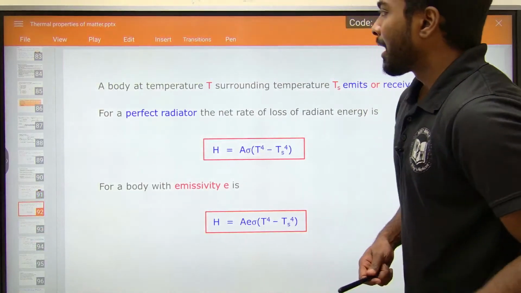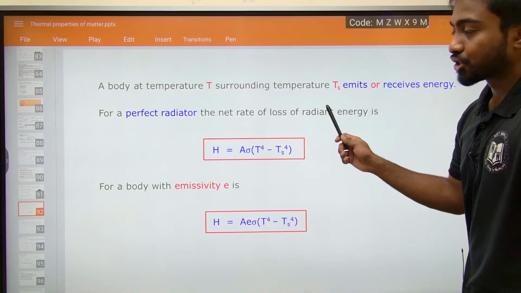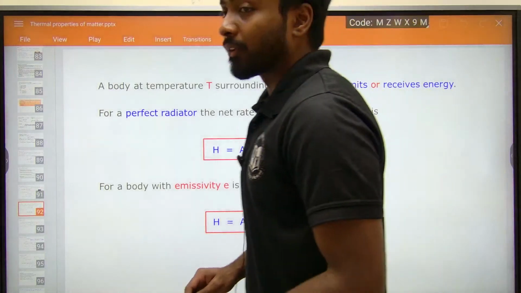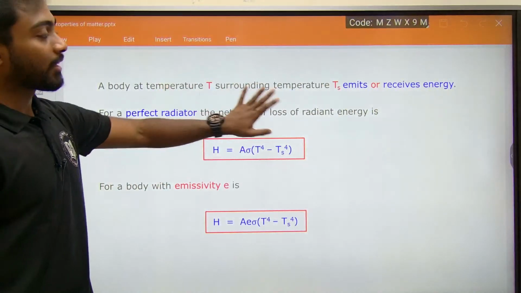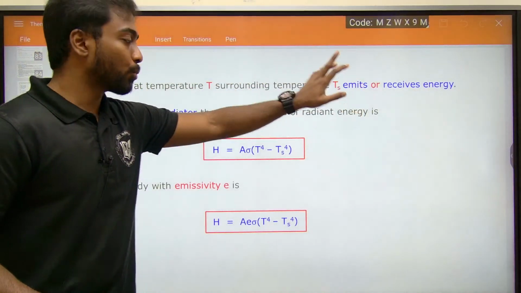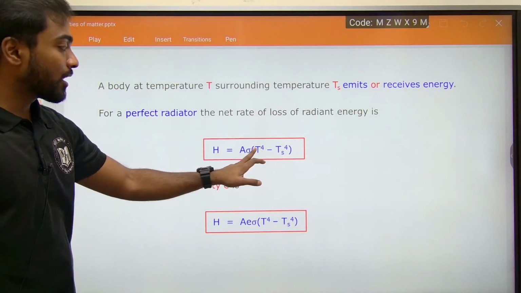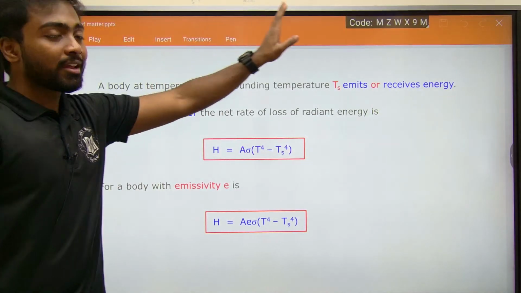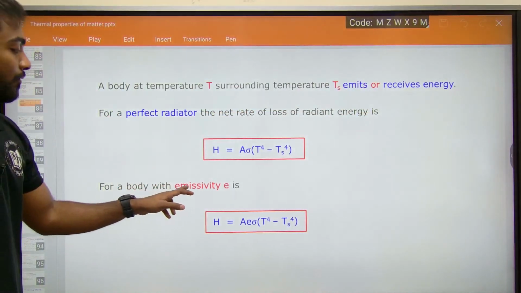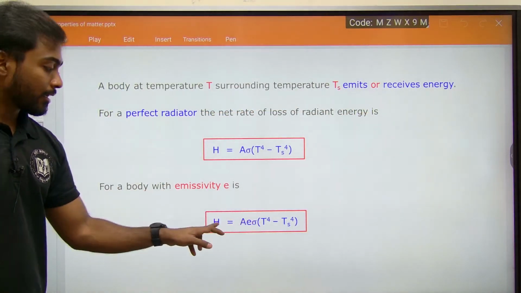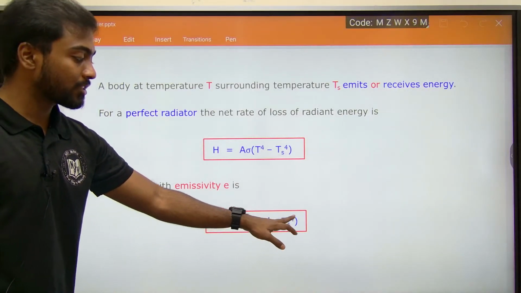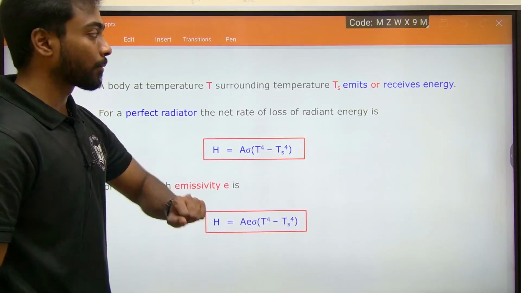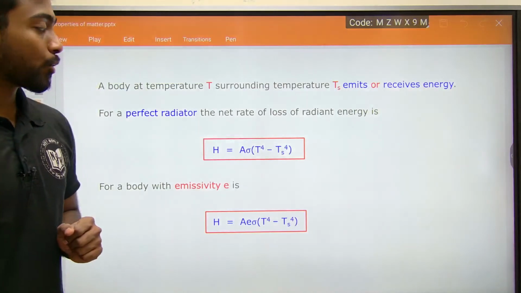So next, a body at temperature T, with surrounding temperature Ts, emits or receives energy. When we talk about the temperature of a body and the surrounding temperature, we take T^4 minus Ts^4. And for a body whose emissivity is e, similarly H = A e sigma (T^4 - Ts^4), the temperature of the body to the power 4 minus the temperature of the surrounding to the power 4. Got it? You can take a note of this and we can go for the next one.